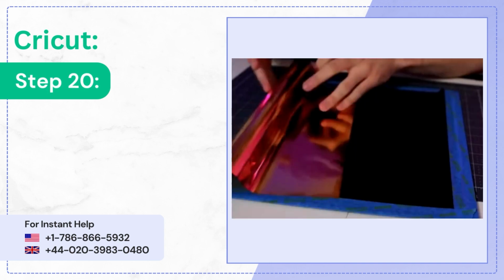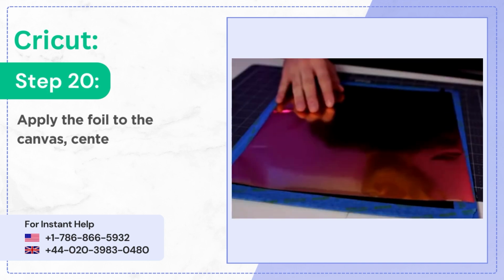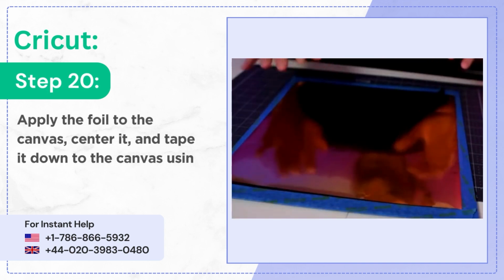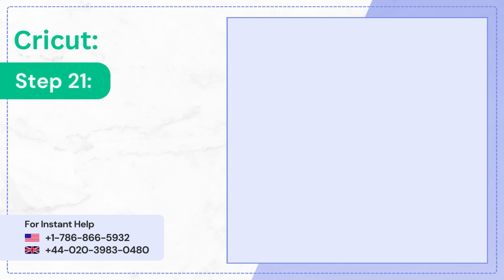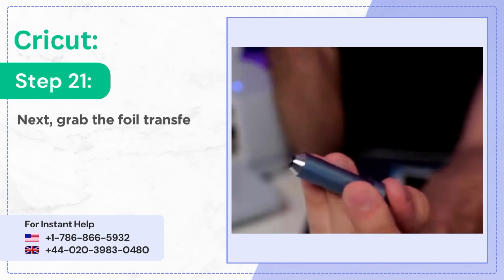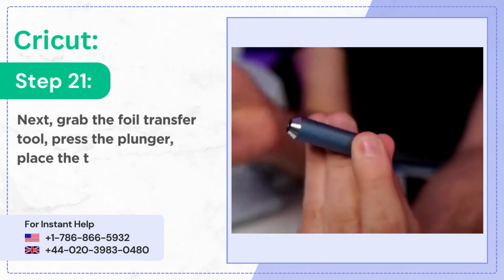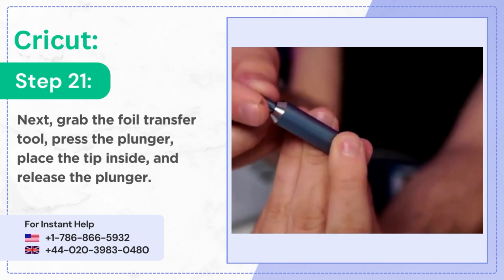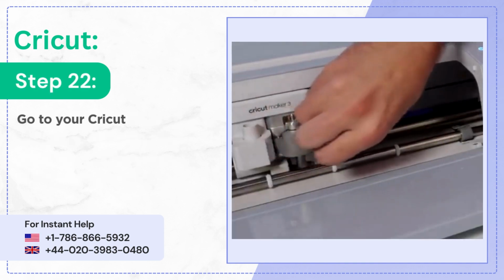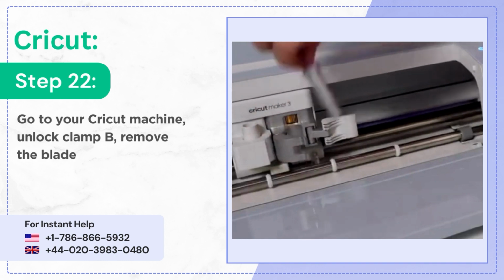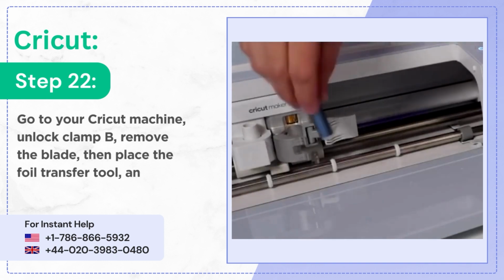Step 20. Apply the foil to the canvas, center it and tape it down to the canvas using the sticker sheet tape. Step 21. Next, grab the foil transfer tool, press the plunger, place the tip inside and release the plunger. Step 22. Go to your Cricut machine, unlock clamp B, remove the blade, then place the foil transfer tool and close the clamp.